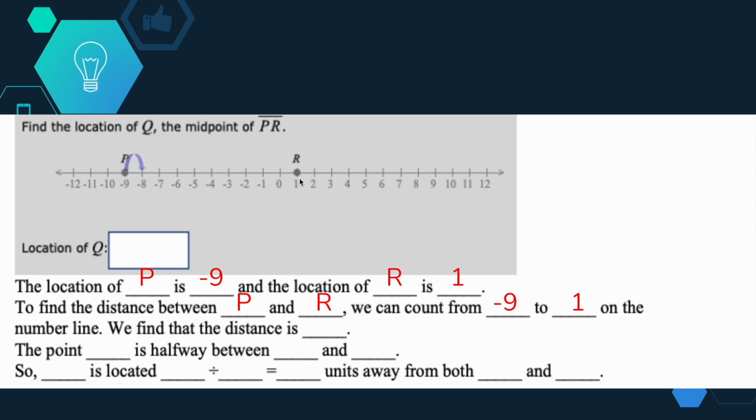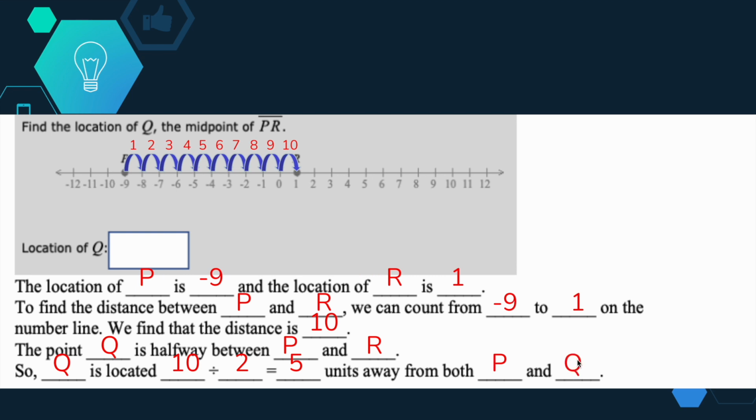So I can just count on here. And if I do this a little quicker, we have 10 spaces there, right? So the Q, which is our midpoint, is going to be halfway between P and R. So Q is located 10 divided by 2, because 10 is the whole thing, which is 5 units from both P and R. So then I can just count backwards, and it's either 5 units this way or 5 units this way. Either way, I'm going to land on -4 there. So it has to be -4.